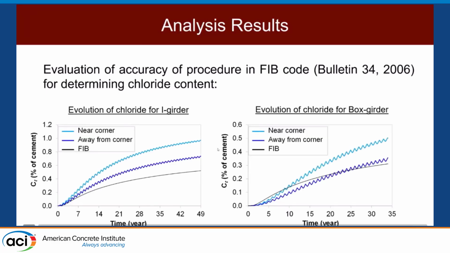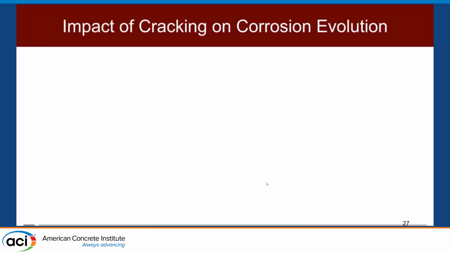And in general, our findings indicate that, okay, here we have different time histories of chloride content at different locations of the section for the I-beam and the box beam, at two distinct strands. One is near the corner of the section, the other is away from the corner. In general, we reach the conclusion that the simplified procedure in the FIB bulletin tends to rather underestimate the chloride content evolution with time.